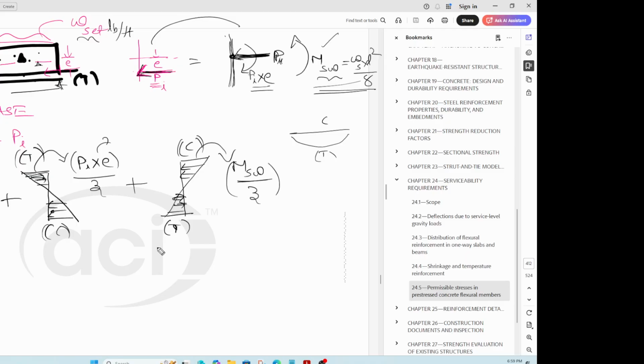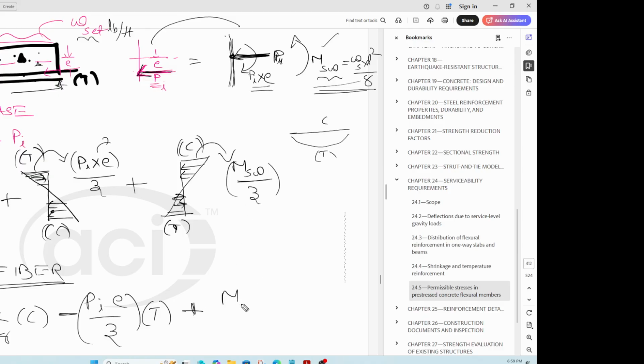So for this scenario, once you find these stresses, let us say the final stress at top fiber is Pi by Ag, because this is compression, minus Pi e by Z, because why minus? Because this is tension at the top fiber. Here is compression, so plus M_SW, that is moment due to self-weight, by the section modulus, right? So you compute this stress.